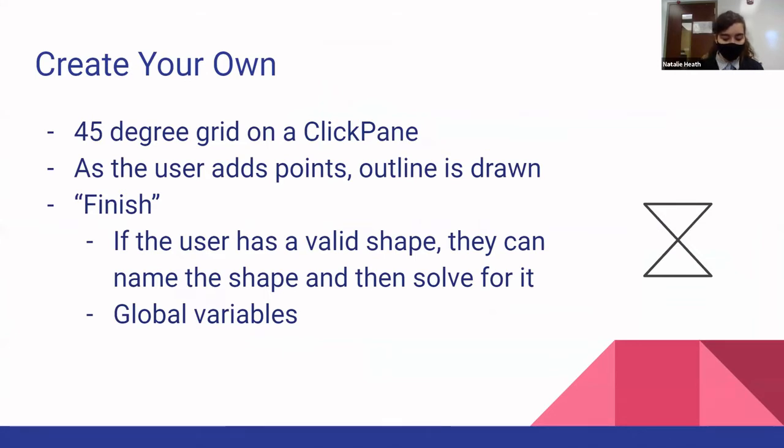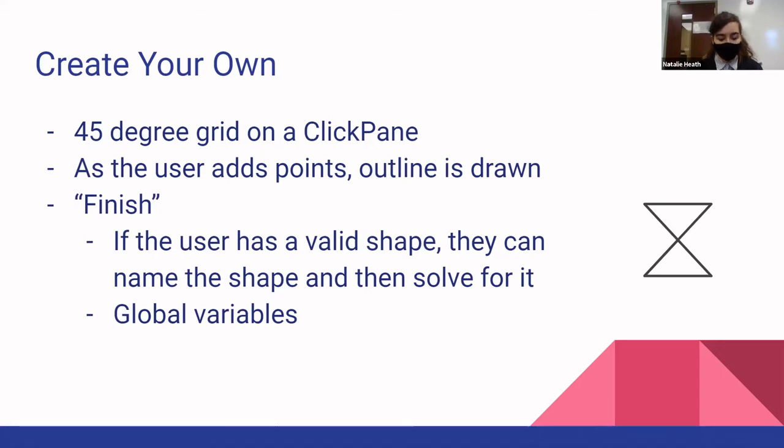But as you saw before, not every point that the user clicked is added. The point has to make a slope of either 1, 0, -1, or undefined, which is straight up and down, with the previous point in the point list. And this helps us ensure that the pieces of the puzzle that the user is creating all have angles that are multiples of 45 degrees.